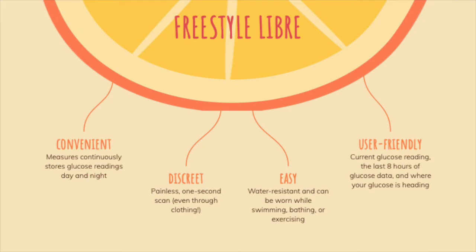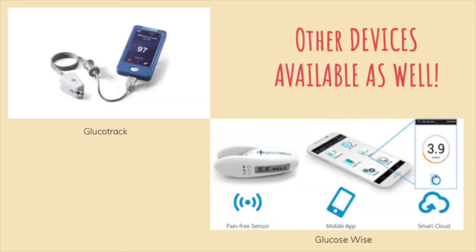And finally, like I mentioned before, it's very user-friendly, so it shows you your current glucose reading, your glucose reading from the last 8 hours, as well as where your glucose is possibly heading, which is good to know as well, just so you can see the overall trend of your glucose rather than just your reading at that particular time. A few other devices that are available are also GlucoTrack and GlucoseWise. These devices work very similarly to FREESTYLE Libre, and they have some similar advantages and similar methods. So you can also check out these devices as well if you're looking for something different.